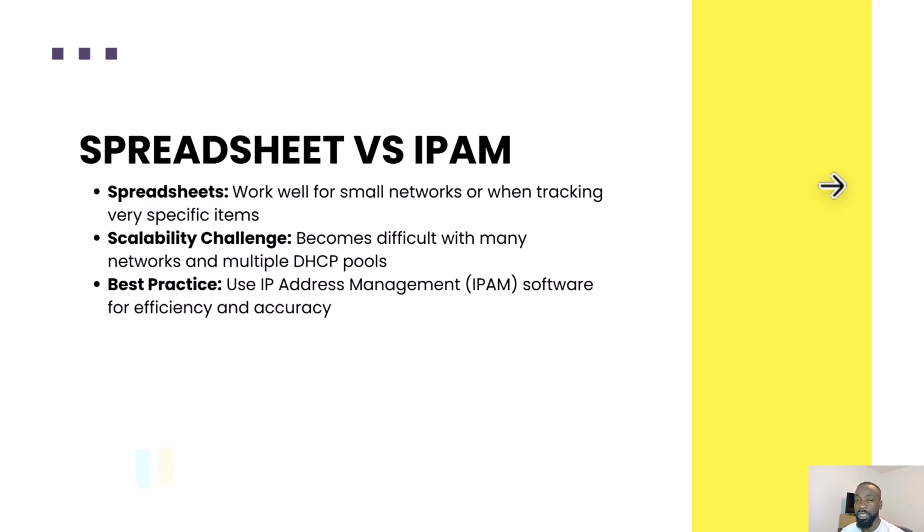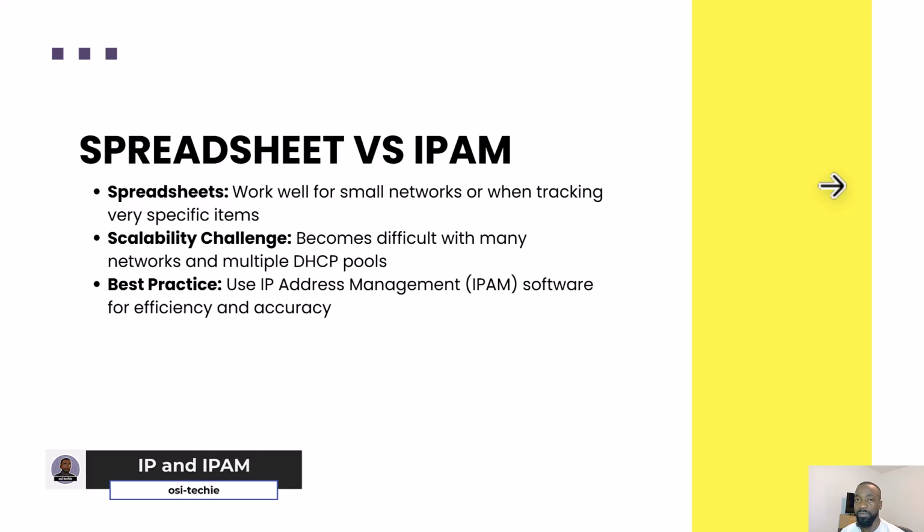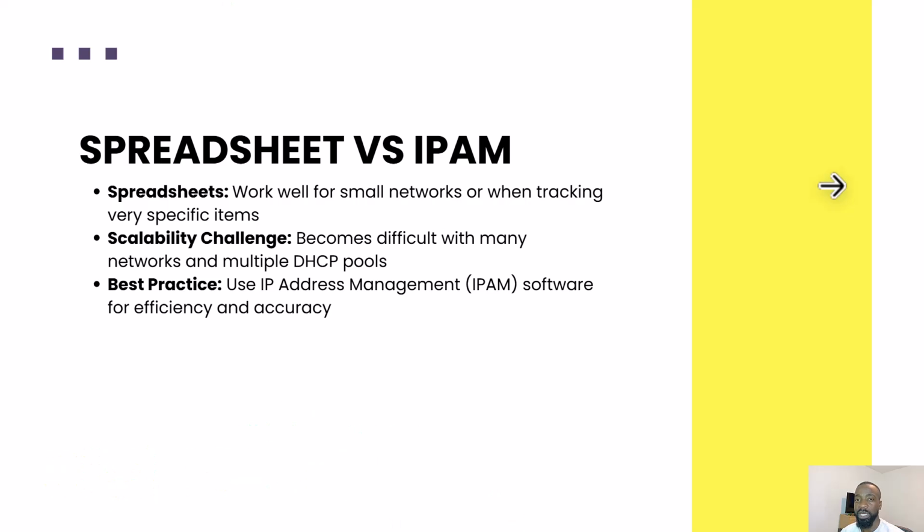Then for scalability, you may have a few challenges when you're scaling to multiple locations, multiple networks, and if you're providing service to other people, if you're a service provider yourself, it can be difficult using spreadsheets because of the scalability issues when it has to do with multiple networks and multiple DHCP pools, right? Next one is best practice. Best practice says use IP address management software for efficiency and accuracy, and you can automate it so that you minimize human error within your environment.